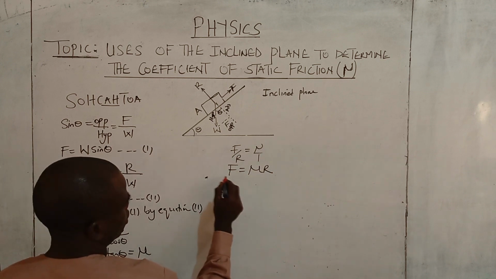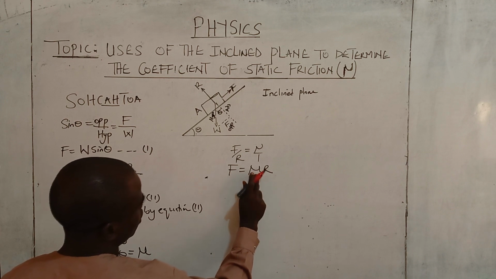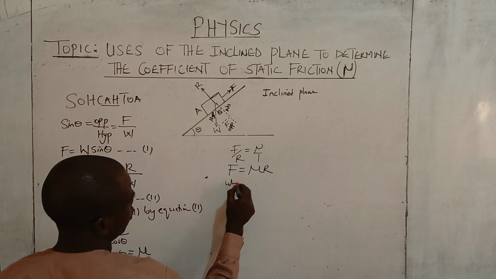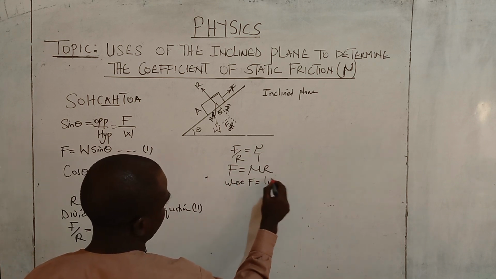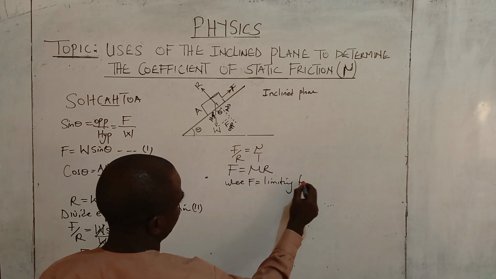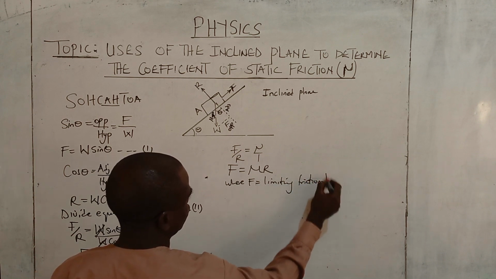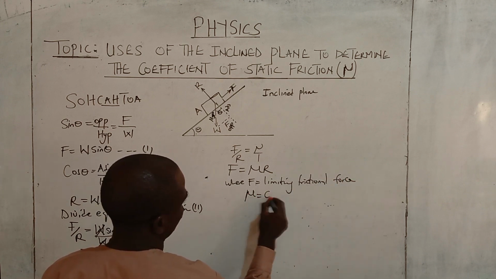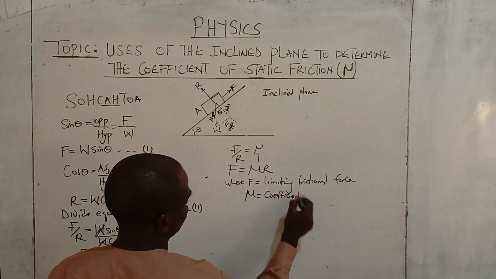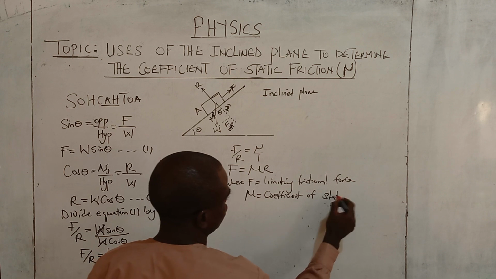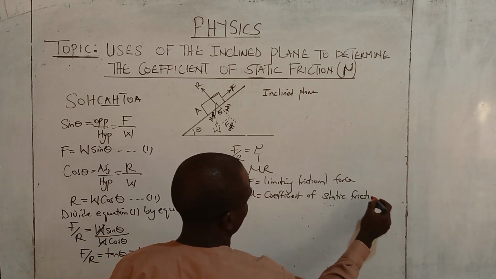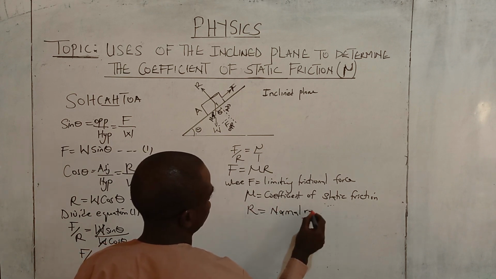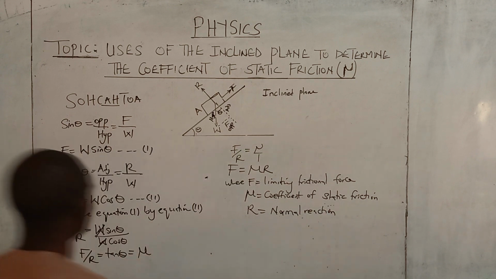That means that limiting friction equals the coefficient of static friction times the normal reaction, where F equals limiting frictional force, mu equals coefficient of static friction, and R equals normal reaction. I'm going to use this to solve a problem.